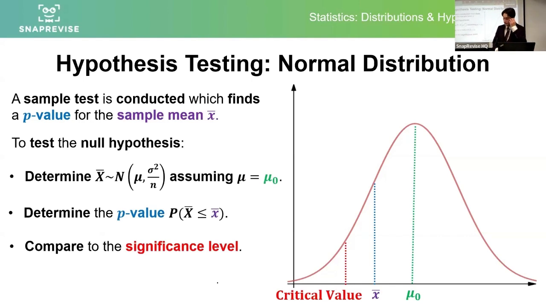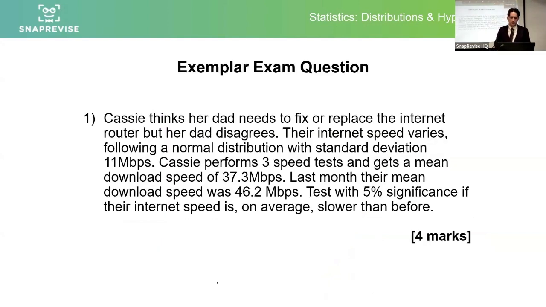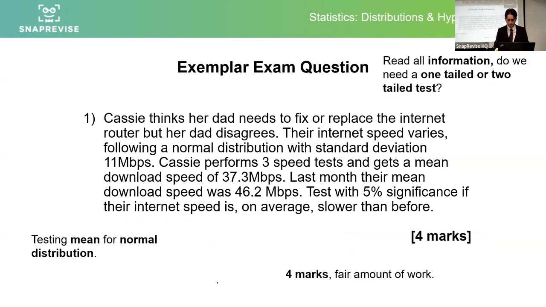We'll quickly look through an example of this, and then we'll finish with the PMCC. So here we go. Cassie thinks her dad needs to fix or replace the internet router, but her dad disagrees. Their internet speed varies following a normal distribution with standard deviation 11, and 3 speed tests are taking place. So that's the sample, and the mean is 37.3. Last month, their mean download speed was 46.2. We want to use a 5% significance level to test this. So let's have a little look.